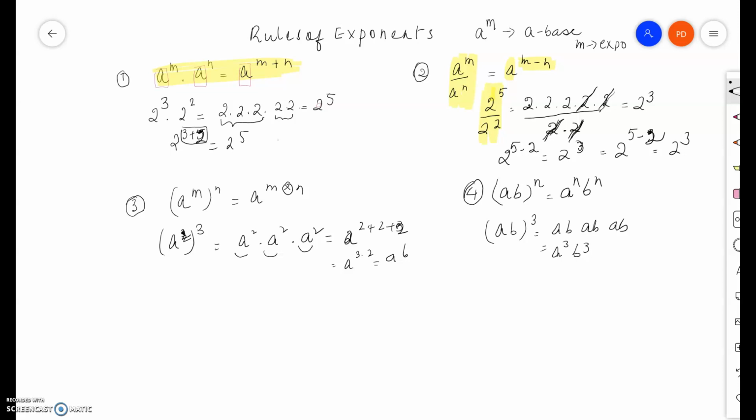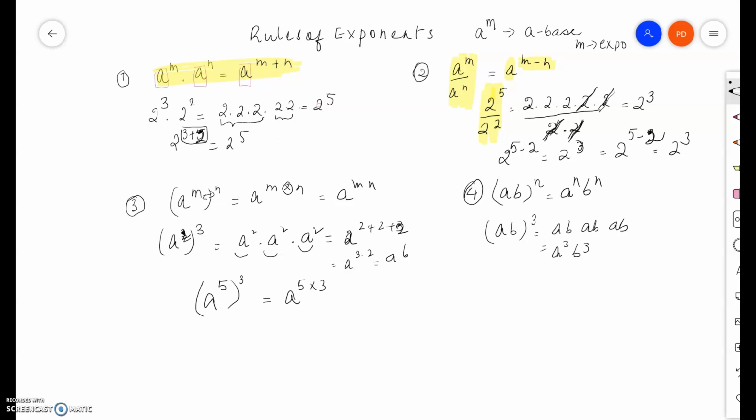So that's how we get the rule a to the m times n, which is a to the mn. So if we have a to the 5th whole to the 3rd, it is just a to the 5 times 3.